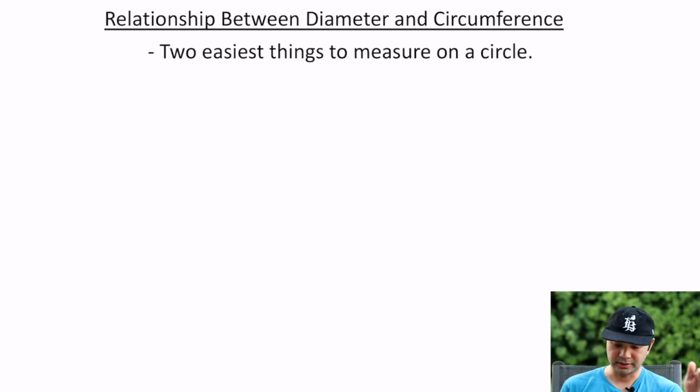Okay, so now we're going to look at the relationship between diameters and circumference. The two easiest things to measure on a circle are the diameter and the circumference, because you can just take a tape measure and measure all the way across, or you can take a tape measure and measure around. It's very hard to measure the radius, because what if you don't know exactly where the center is? So those are the two easiest things to measure on a circle.